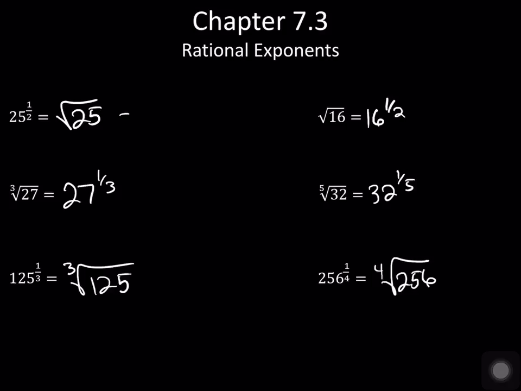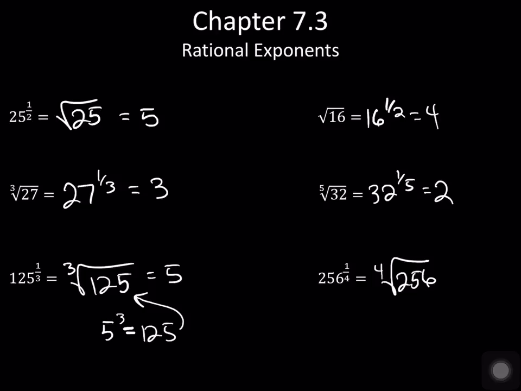The square root of 25 is 5. The cube root of 27 is 3. The cube root of 125 is 5, because 5 cubed is 125, right? So then we can take the cube root of 125 and get back to 5. The square root of 16 is 4. The 5th root of 32 is 2. Right? All of these are powers and roots that we will need to be comfortable with.